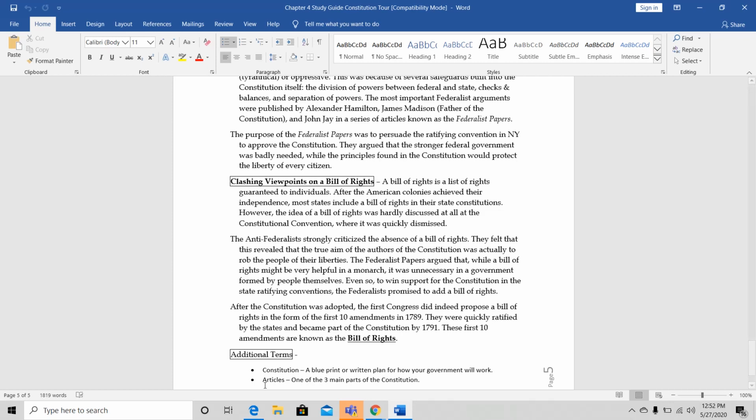Now, I want to clarify one thing really quick that I said, that I want to just make sure we're all on the same page. You can still become president if you're born on a military base because that's still technically U.S. soil. So I just want to make sure that's very clear.